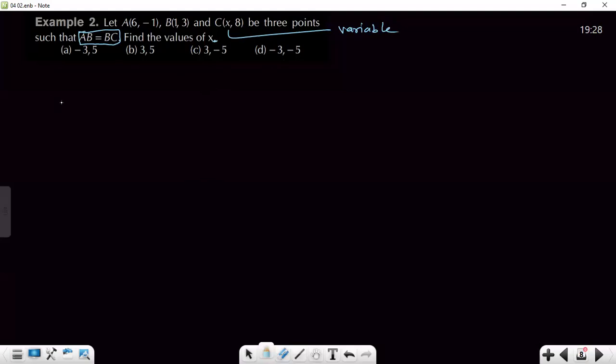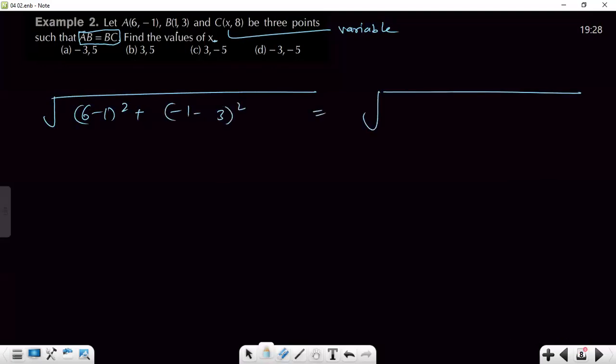So, AB: square root of (6 minus 1) whole square plus (minus 1 minus 3) whole square is equal to BC: square root of (1 minus x) whole square plus (3 minus 8) whole square. The square root cancels on both sides. 6 minus 1 is 5. 5 whole square is 25, plus minus 1 minus 3 becomes minus 4. Minus 4 whole square is 16.